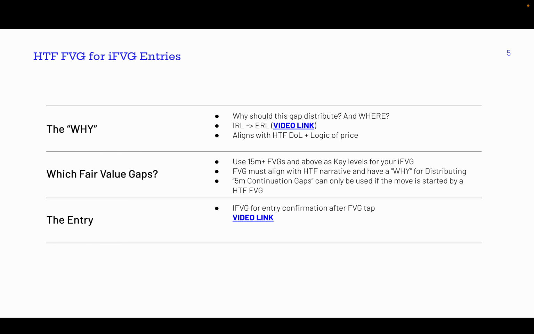And then if you're wanting to use that 5-minute continuation gap, the move must be started by a high time frame fair value gap. So let's say the move starts here, we run lower, hit a high time frame imbalance like a 1 hour, have this leg up, create a 5-minute. That's a 5-minute you can use because the move started with that 1 hour fair value gap.